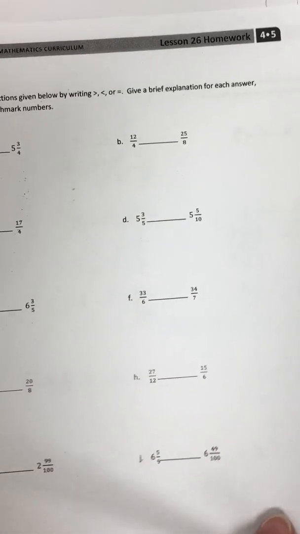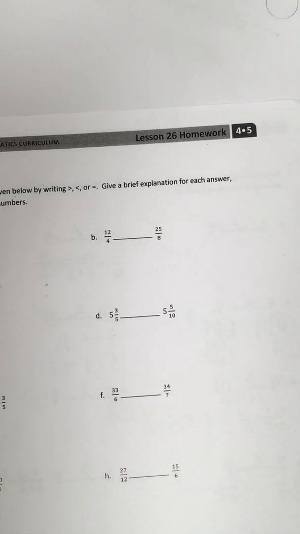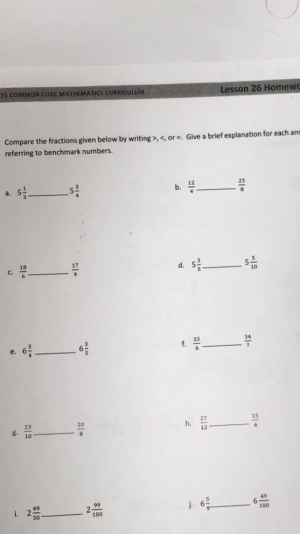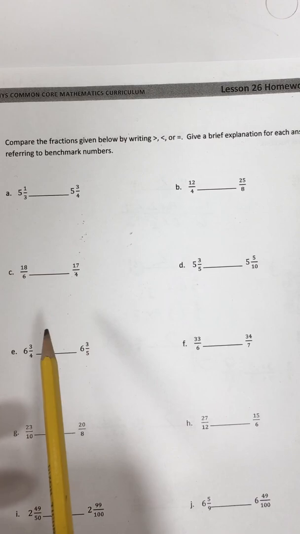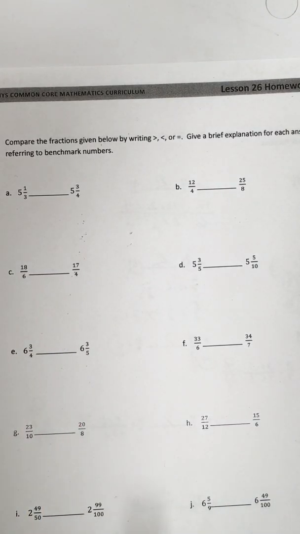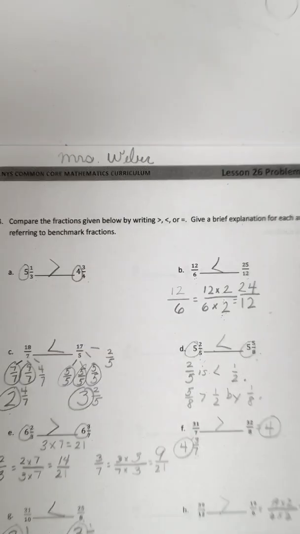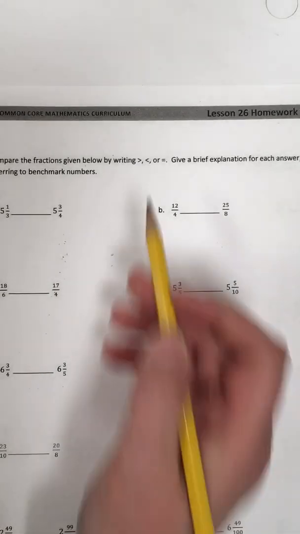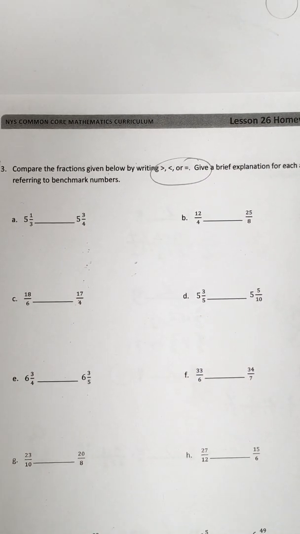So let's flip to the back. It says lesson 26 homework. This is your work that you need to do on your own. You can use any of the strategies we did on the other side, but please be sure to show your work. Even if it's just circling the whole numbers like we did at 3A, you need to at least show me that. And you're going to be using greater than, less than, or equal to. Bring it back on Thursday and chat me or email me if you have any questions.